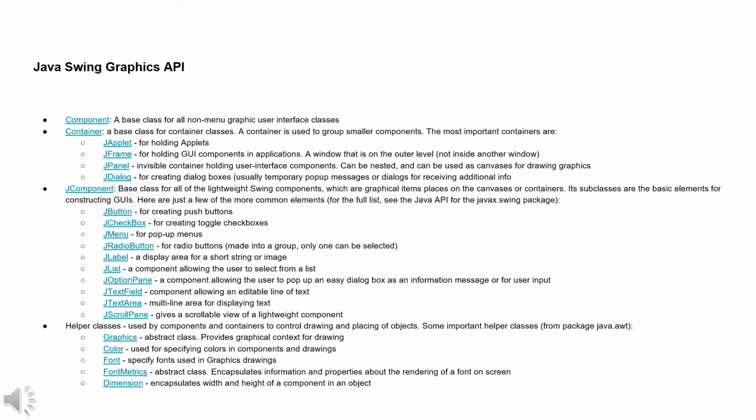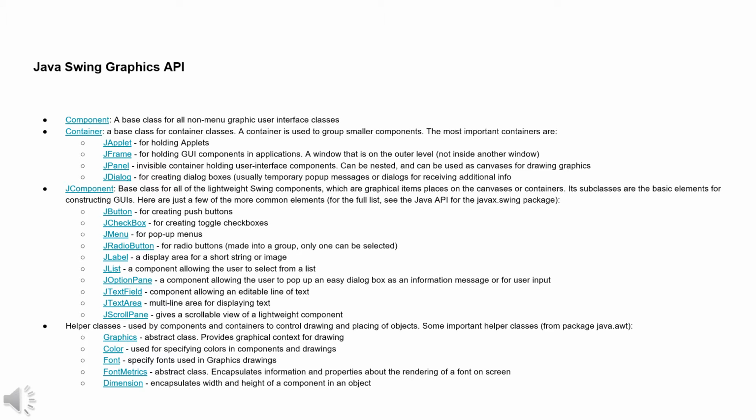So here you can see the Java Swing Graphics API. As you see, all of them are listed. And by clicking on them, you would be directed to the page which explains them in more detail. For example, Component is actually the base class for all non-menu graphic user interface classes, right? Or Container is a base class for container classes.